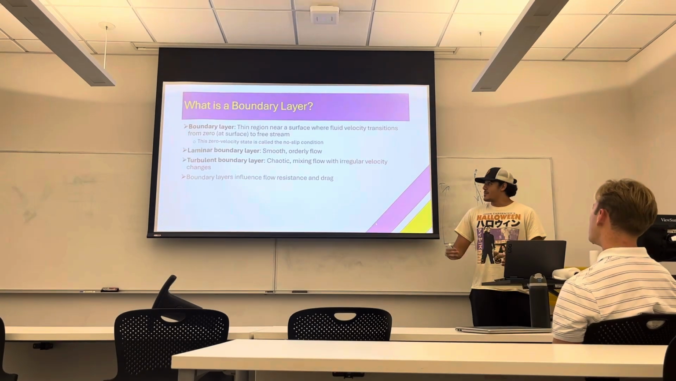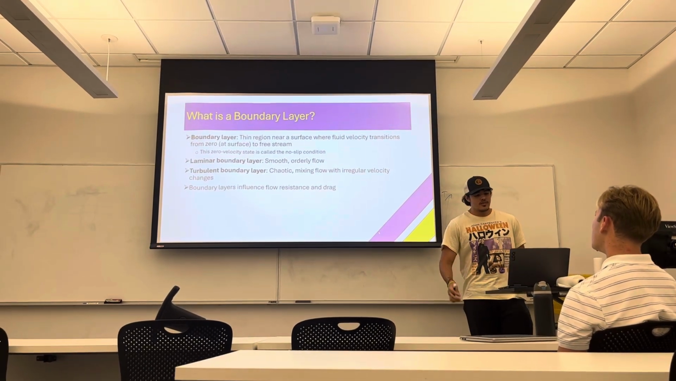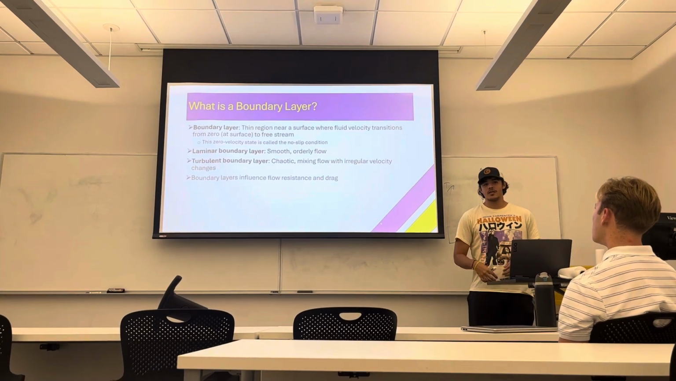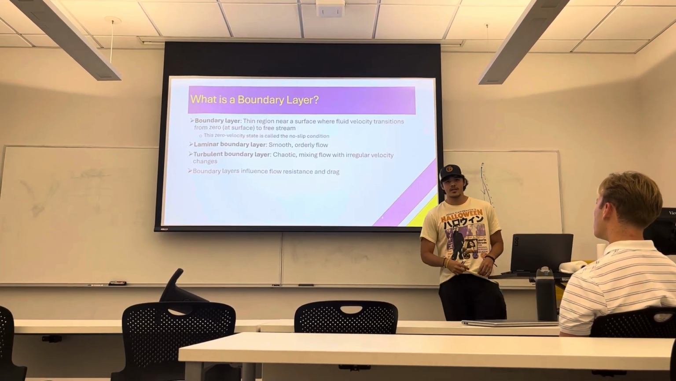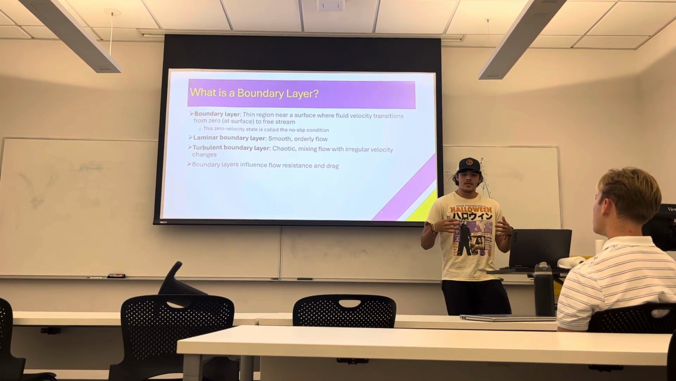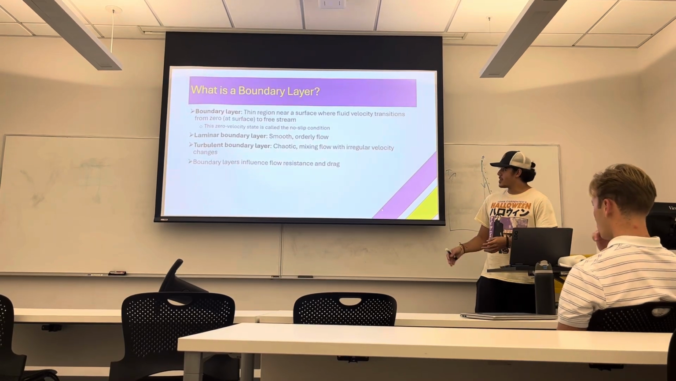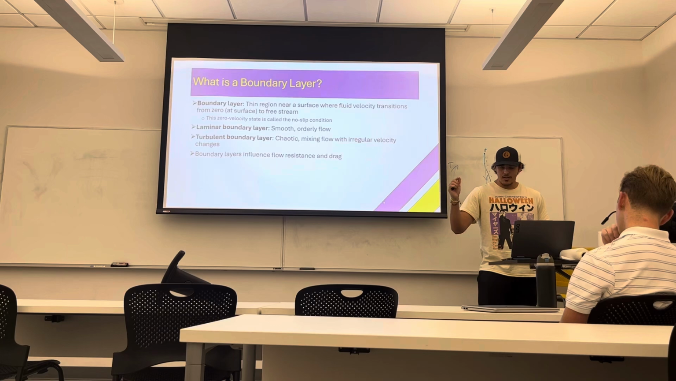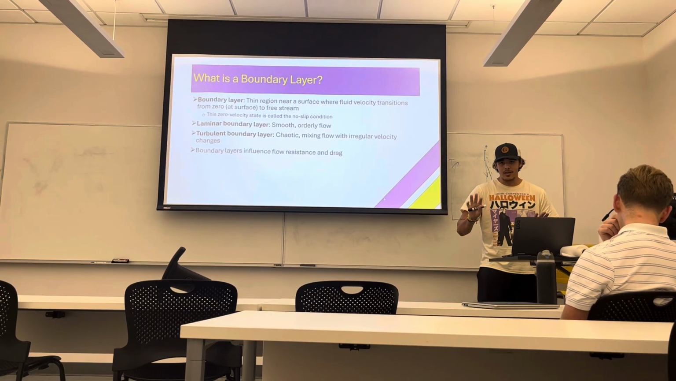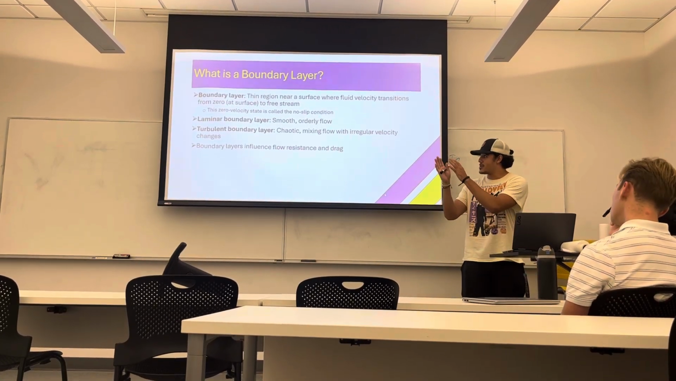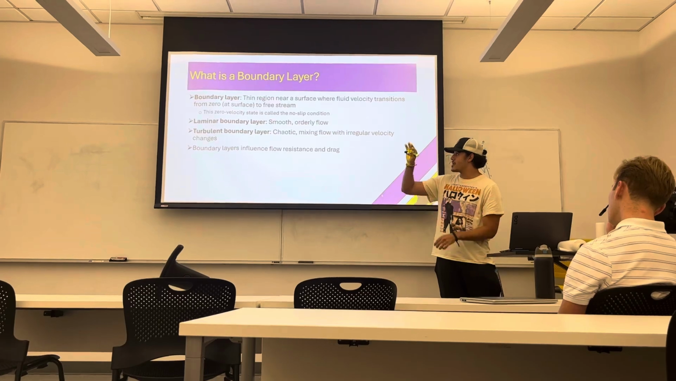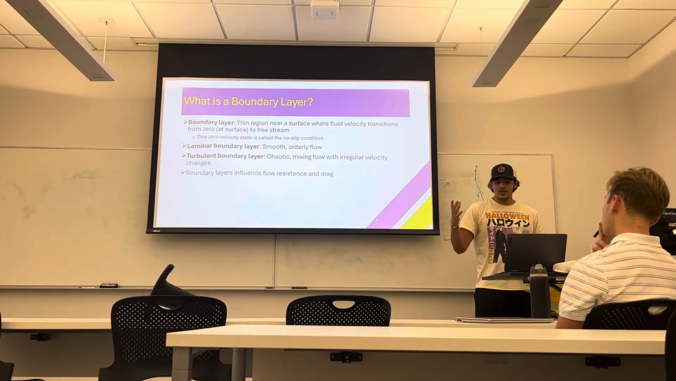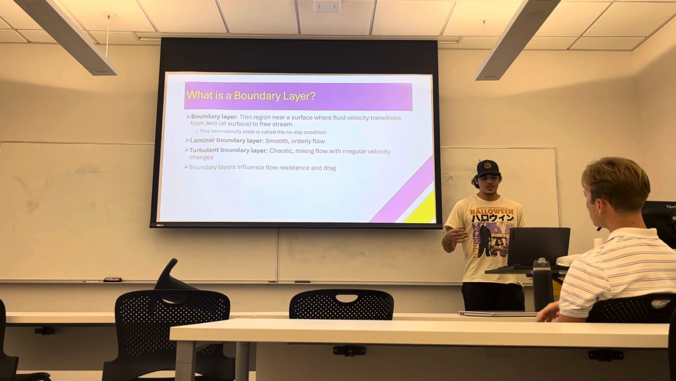So what is a boundary layer? It's a thin region upon the surface where the fluid velocity transitions from zero at the surface to the free stream. This zero velocity point is called the no-slip condition, where basically the particle at the very surface isn't moving, it's sticking right there, and it slowly transitions up, increasing speed until it reaches the free stream.